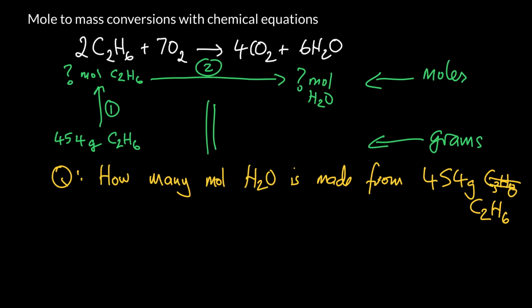How do we go from grams to moles? Well, we have to use the molar mass. So what we need to do for the first part is find the molar mass of C2H6, because it's going to give us the number of grams there are in 1 mole. And how do we do step 2, moles to moles? We're going to use those coefficients in the balanced chemical equation. So if it's not balanced, we have to go back and balance it first. So let's go ahead and do step 1, and then we'll do step 2.